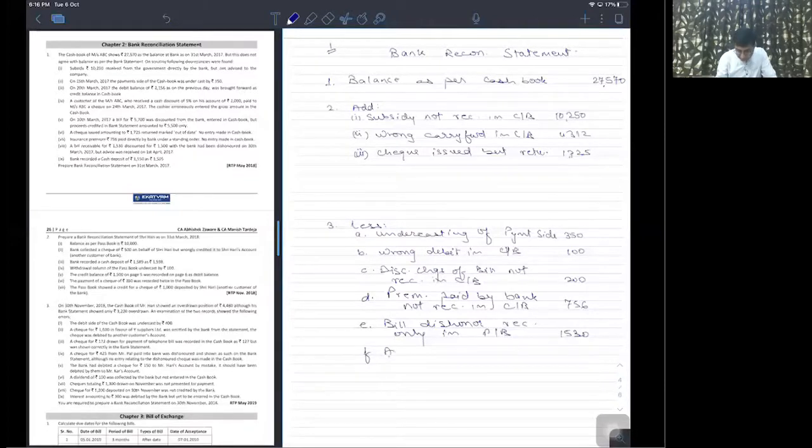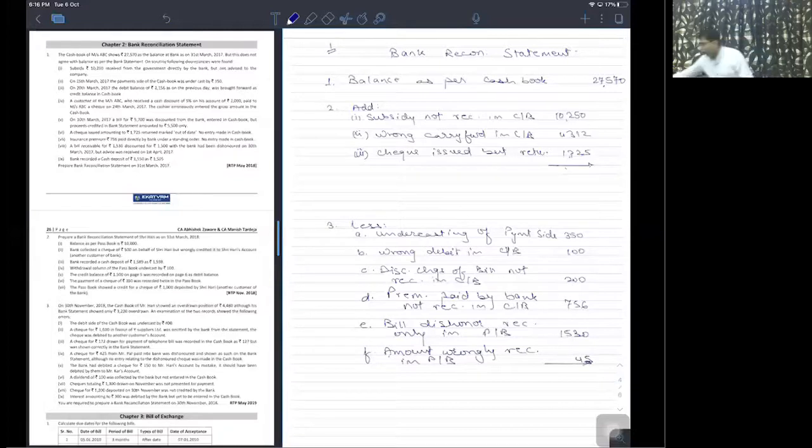Amount wrongly recorded in passbook ₹45. Correct hai? So these are the various statements that you have done.